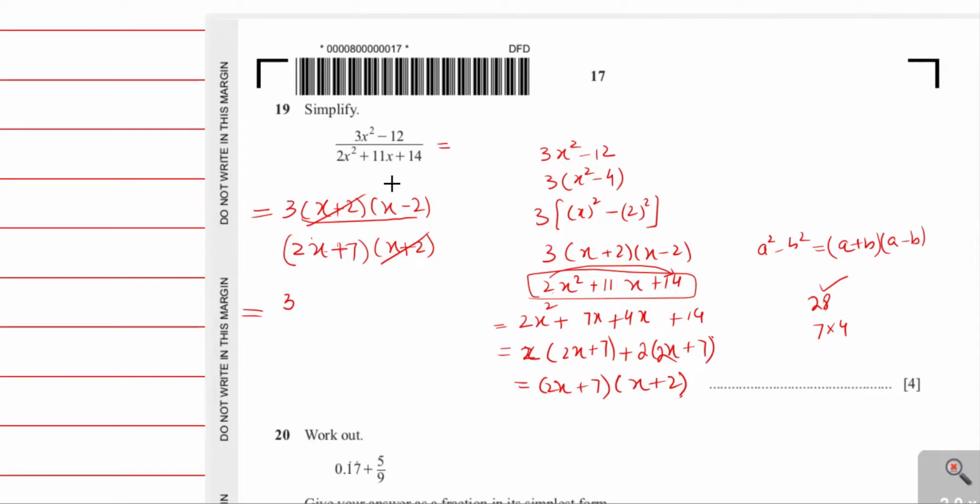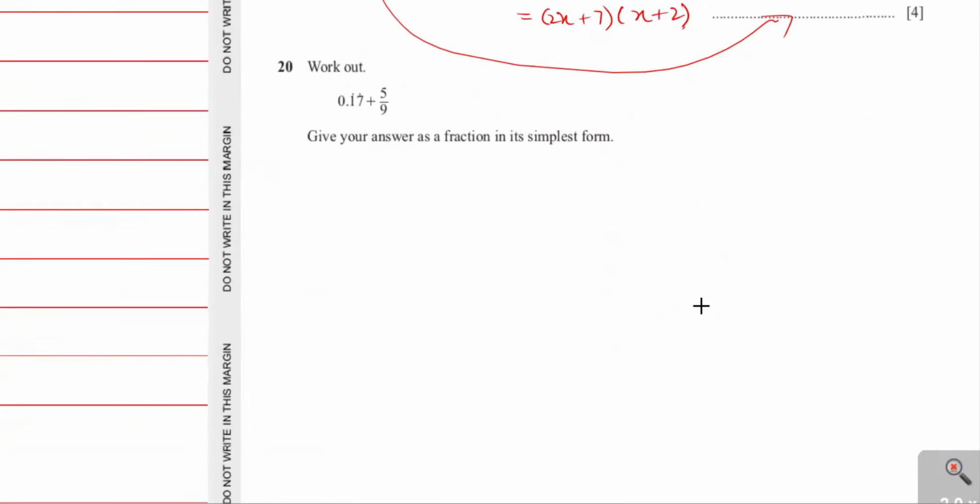We write this 3 into x minus 2 over 2x plus 7, and this is the answer. Question 20. Work out 0.17 recurring plus 5 over 9. To simplify this, firstly, we convert this non-terminating recurring decimal into a fraction.